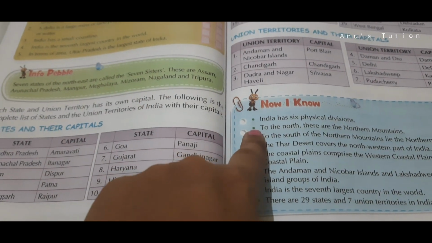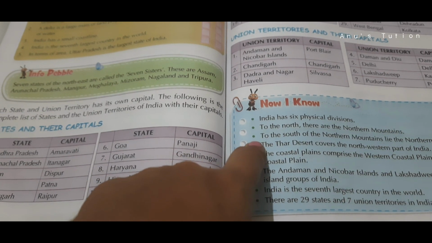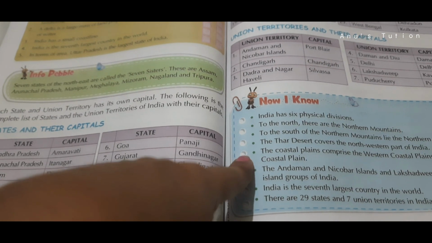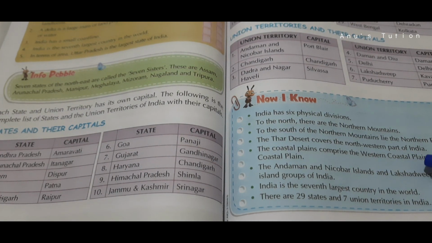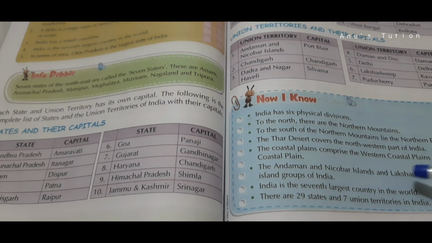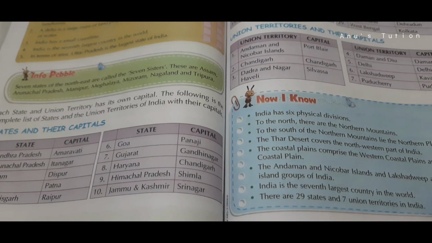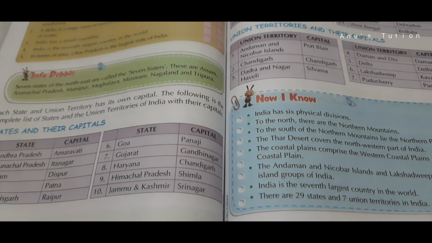India has 6 physical divisions. To the north there are the northern mountains. To the south of the northern mountains lie the northern plains. The Thar desert covers the northwest part of India. The coastal plains comprise the western coastal plains and the eastern coastal plains. The Andaman and Nicobar Islands and the Lakshadweep are the 2 main island groups of India. India is the 7th largest country in the world. There are 29 states and 7 union territories.